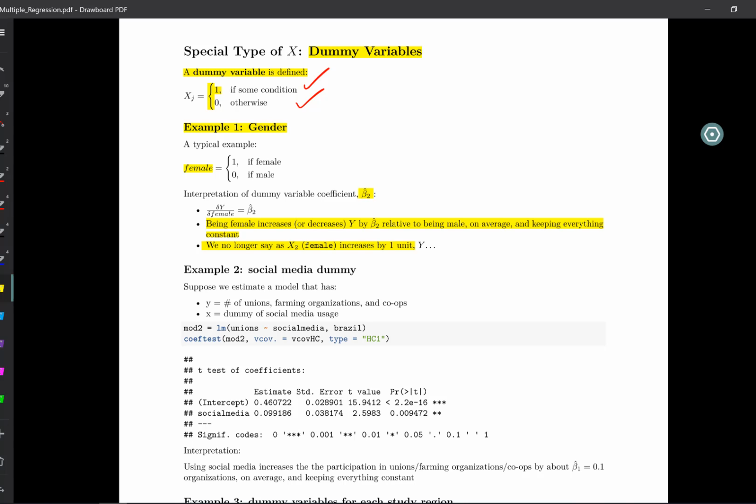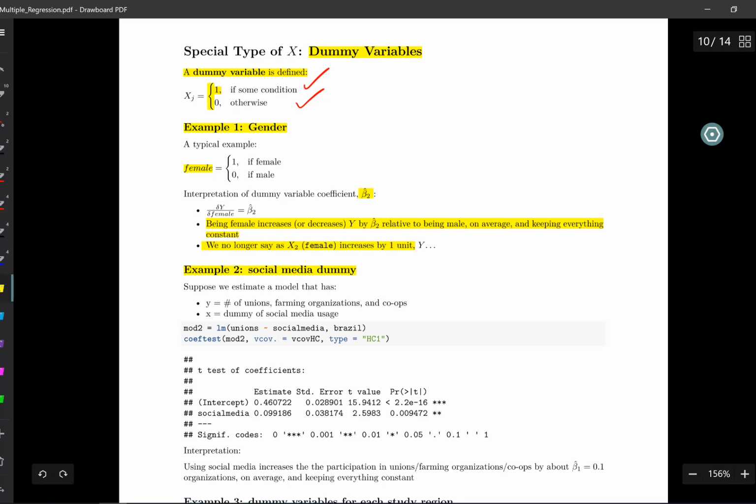So don't get confused and don't think that female is capturing the number of females in the data set. No. Female is capturing whether the respondent or the observation or the household head is male or female. So keep that in mind for the interpretation.